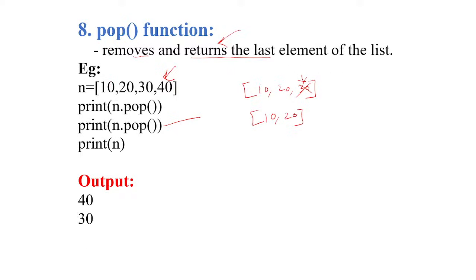now see. So n dot pop, the element is removed, and that removed element is returned. That's why when you print, 40 is printed, and when you print again, 30 is printed. But internally the list will be updated like this. And when you print n, now you can see how your new n looks.